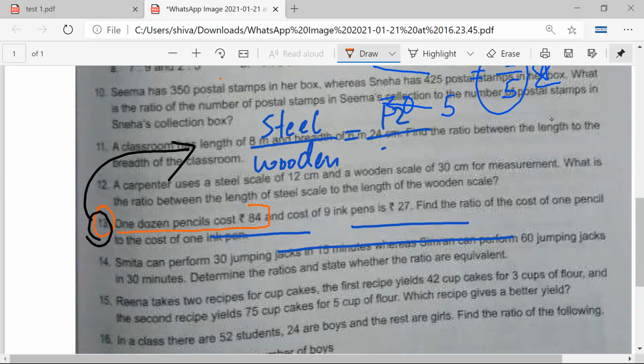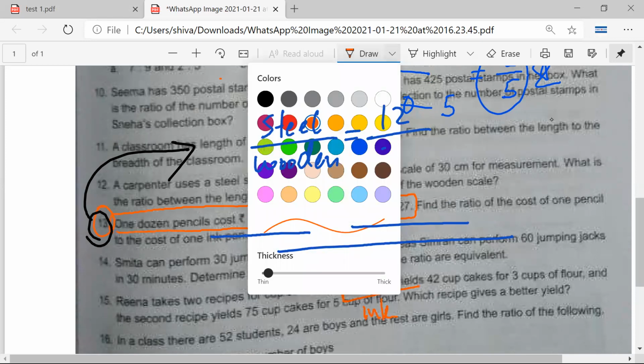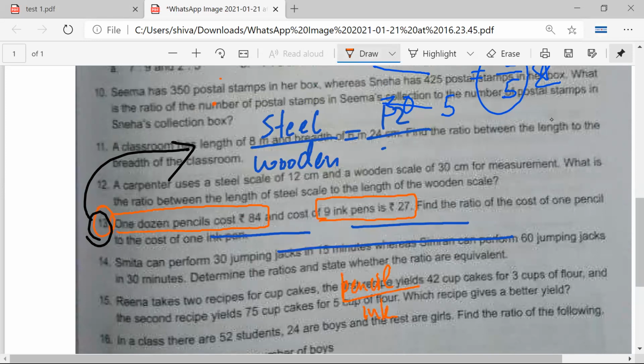So sir, the cost of 12 pencils is 84 and the cost of 9 ink pens is 27. So we need to find the ratio of the pencils and the ink pen. 1 dozen is 12, so it would be 12 is to 9. So 1 dozen pencils cost 84. Therefore, 12 pencils cost 84. Is it correct?